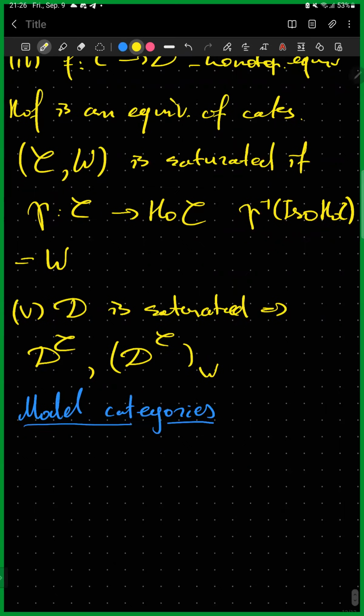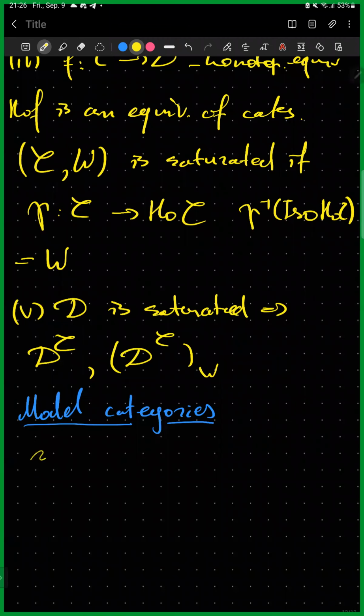As was explained during the first talk, a model category is just a locally small bicomplete category with three distinguished classes of morphisms, such that they satisfy certain axioms. Let me briefly recap this.